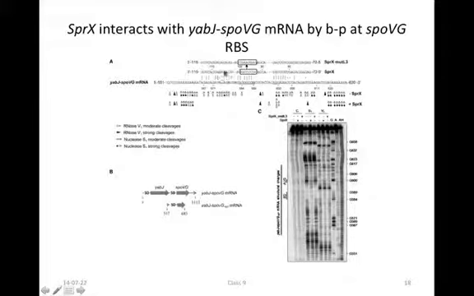So this is forming a binding complex between SPRX and SPO-VG, and it's binding in this poly-C region. Based on what you see here, this is around 584, in this region there, and that's binding on the Shine-Dalgarno region.